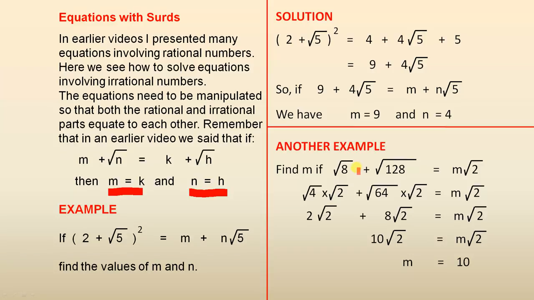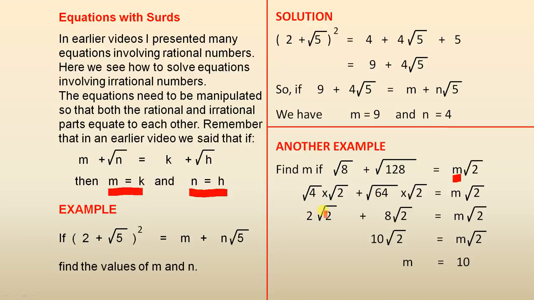Another example, if the square root of 8 plus the square root of 128 equals m the square root of 2, we have to find m. So the object is to find m. Now the square root of 8 can be written as the square root of 4 times the square root of 2. Remember, that's how we simplify the surds. And the square root of 128 is the square root of 64 by the square root of 2.